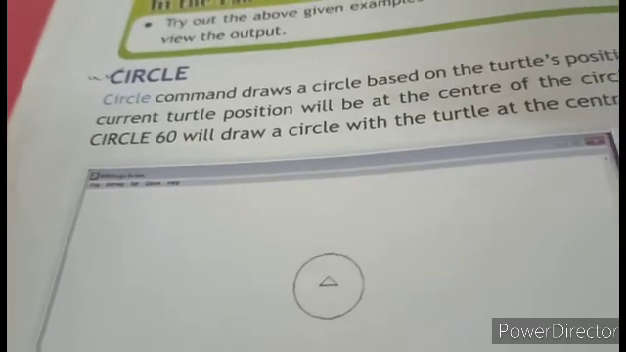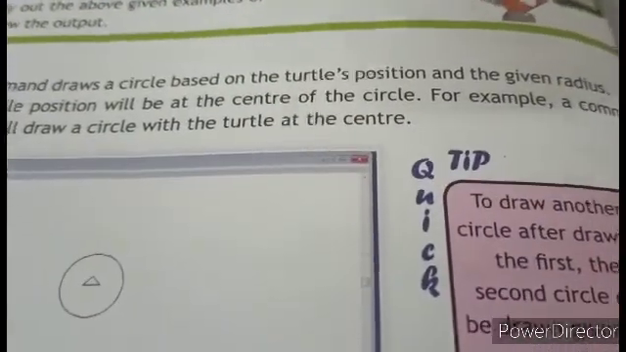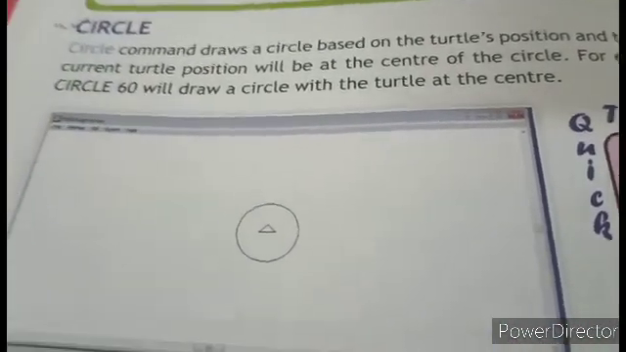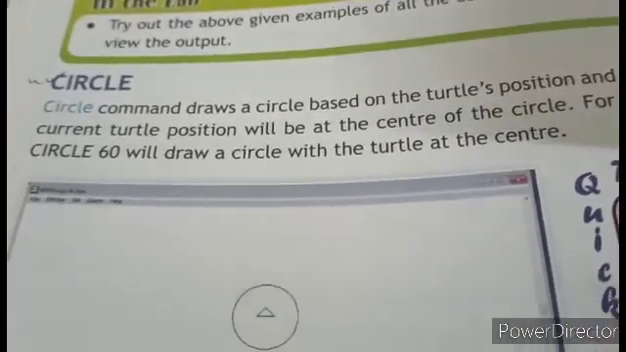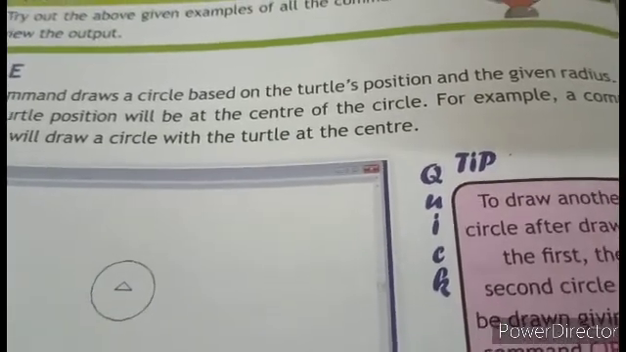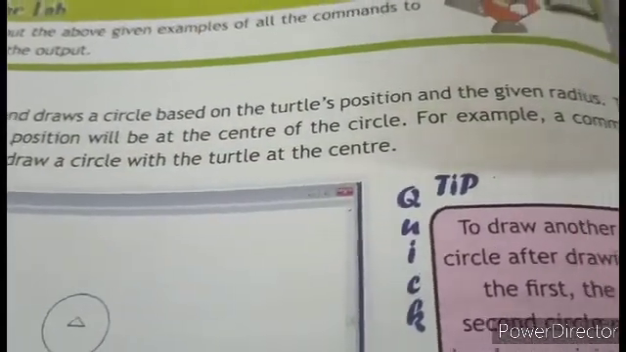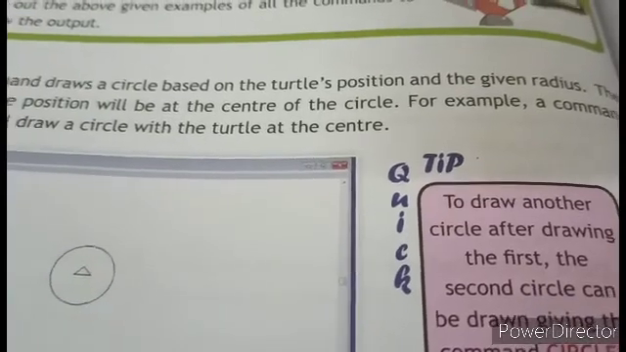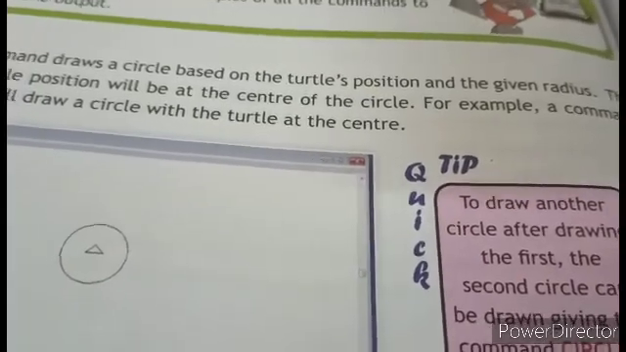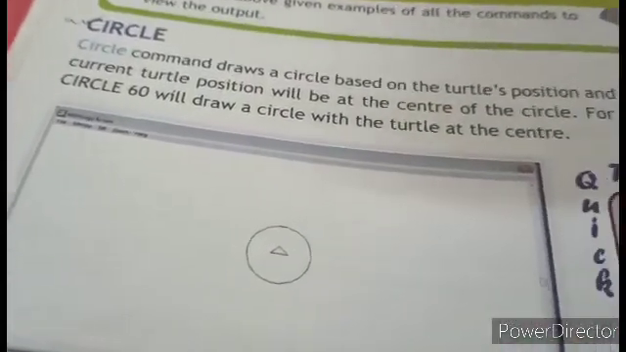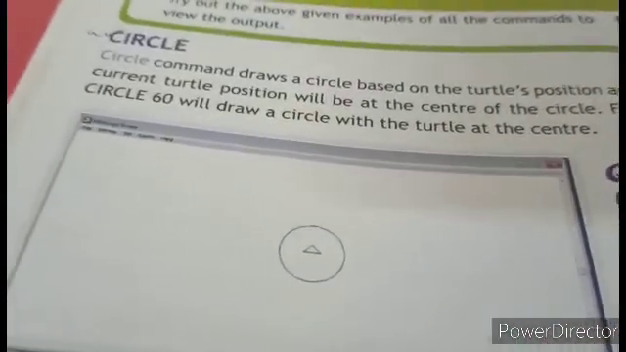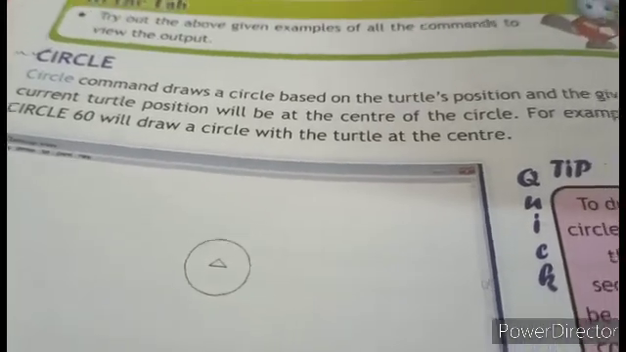By using this command and giving the radius of the circle, we can draw a circle. The definition given is that the circle command draws a circle based on the turtle's position and the given radius. We take the turtle's position as the center, so you have to mention the radius of the circle. The current turtle position will be at the center of the circle. For example, the command circle 60 will draw a circle with the turtle at the center.